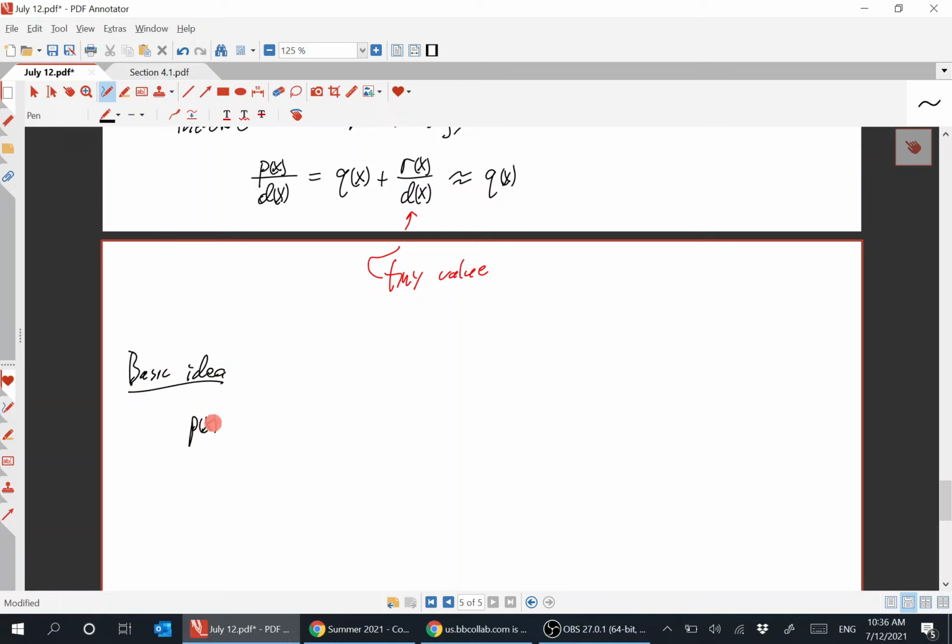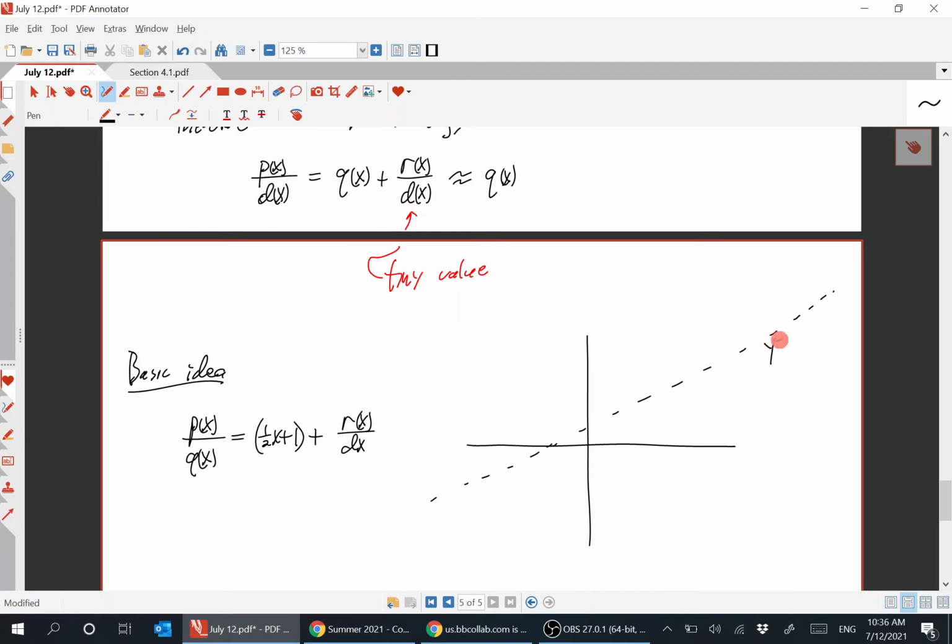So the basic idea is like this. Say that p of x over q of x is equal to a linear polynomial, let's say 1 half x plus 1, plus the remainder r of x over d of x. Look at this right here. What does the graph of 1 half x plus 1 look like? Looks like this. That's the line y equals 1 half x plus 1.